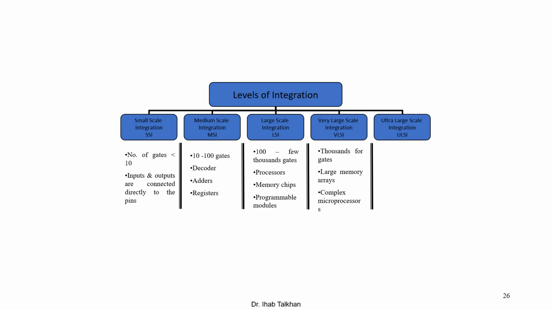For very large scale integration circuits, we have thousands of gates, which means large memory arrays, complex microprocessors, and so on. We also have ultra large scale circuits that can go to billions of gates inside the same IC, where you can build a whole system. So these are the levels of integration, and as you can see, they depend upon the number of gates inside and the accessibility from the end user to the inside of the chip itself. In the next slide, we are going to give you the different technologies.